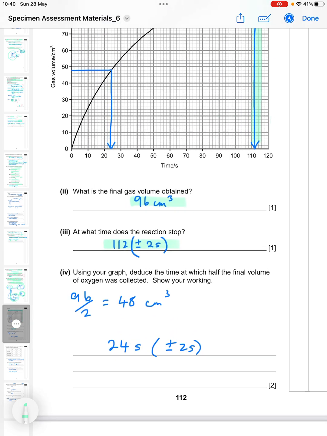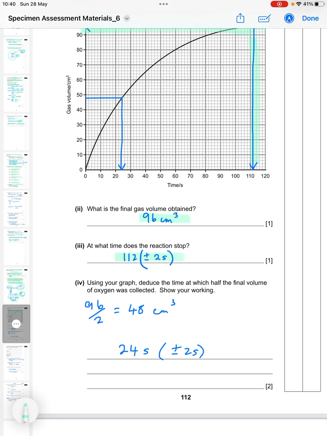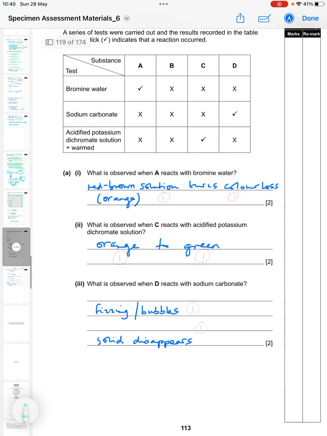Using your graph, deduce the time at which half the final volume was collected. So half the final volume is 96 divided by 2, which is 48 cubic centimetres. And that then is coming in here at 24 seconds, and again, plus or minus 2.